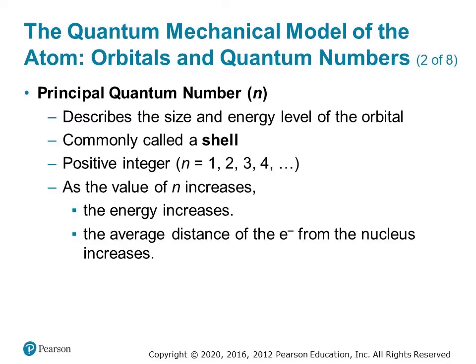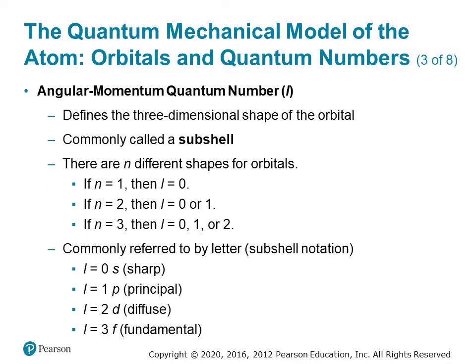The first, n, is the principal quantum number. This describes the size and energy level of the orbital and is commonly referred to as the number of the electron's shell. It must be a positive integer value, and as its value increases, so does the electron's energy and distance from the nucleus. Next, we have the angular momentum quantum number, L.